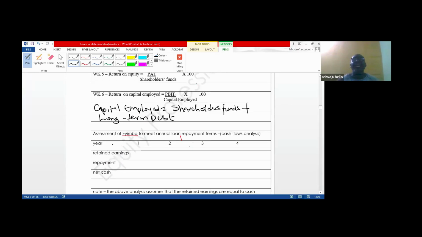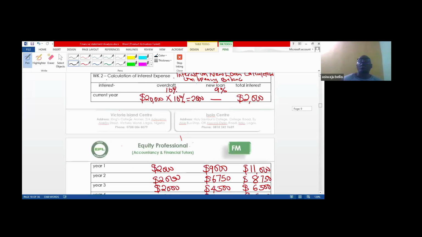Look at the comments here. Assessment of Enyimba to meet annual loan repayment terms. In year 1, we have retained earnings of $15,000. Year 2, 19,218. Year 3 and year 4. The loan must be repaid within 4 years, year 1 to year 4. That is why we are picking year 1 to year 4.